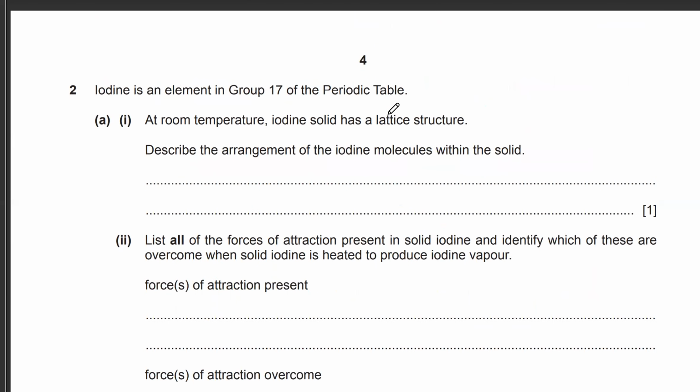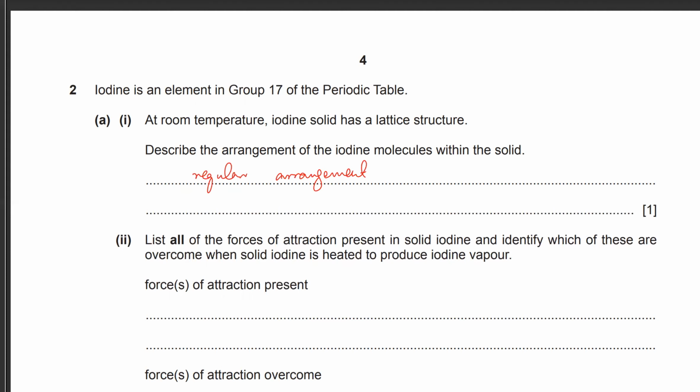अच्छा, ग्रुप 17, iodine is a solid, has a lattice. Describe the arrangement of iodine molecules within the solid. एक मार्क है इसका, प्रॉब्ली क्या अरेंजमेंट होगी? रेगुलर अरेंजमेंट. इंटरमॉलिक्यूलर फोर्सेस लिखने की तो जरूरत नहीं है. तो रेगुलर अरेंजमेंट, वो शेप टाइटली पैक्ड होंगे ना?